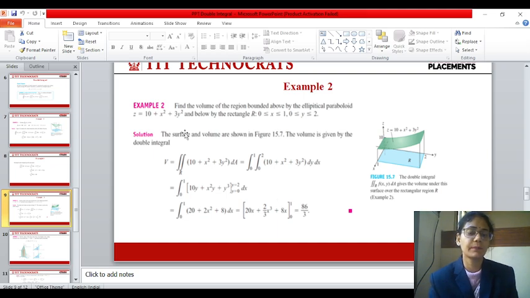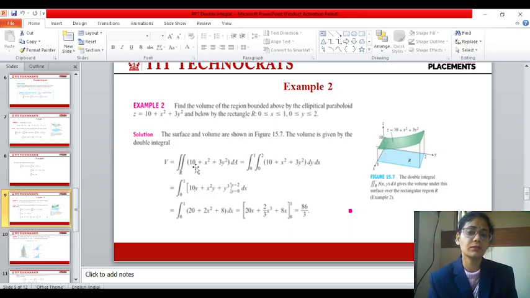Now this is our example number 2. Find the volume of a region bounded by this elliptic paraboloid. You can see this edge. This edge is a kind of elliptic paraboloid, and the function given is 10 plus x square plus 3y square. x is along this direction and varies from 0 to 1, and y is along this direction and varies from 0 to 2, and we have to find the volume of this rectangular region.